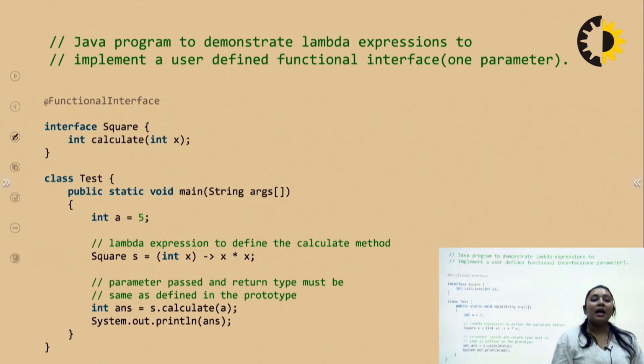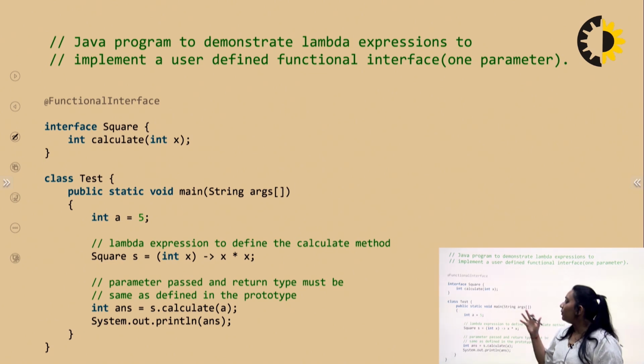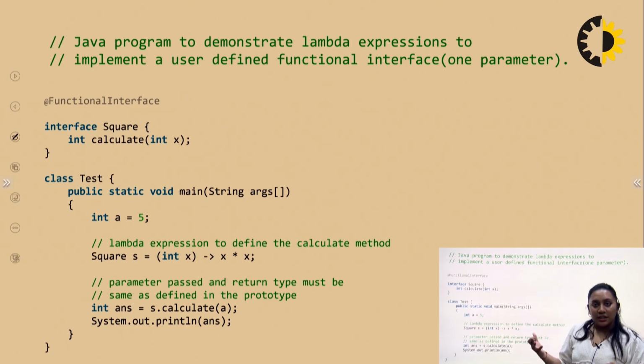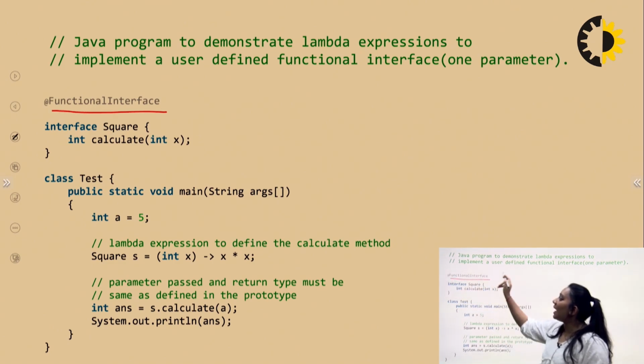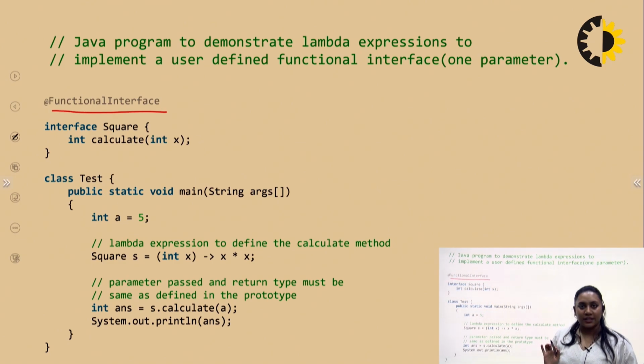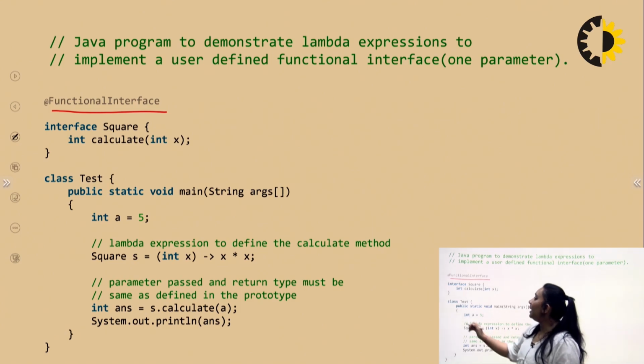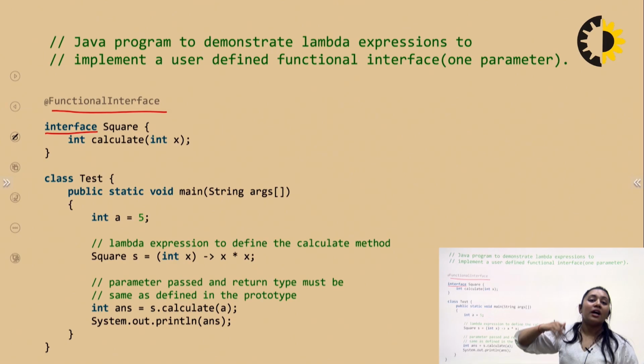Let's understand with the help of an example with the annotation of the functional interface. First we need to implement the lambda expression, which uses a defined functional interface that has only one parameter. So first we need to create the functional interface. How can we create it? With the help of the annotation @FunctionalInterface. Then we write interface, and we also write the name of the interface.